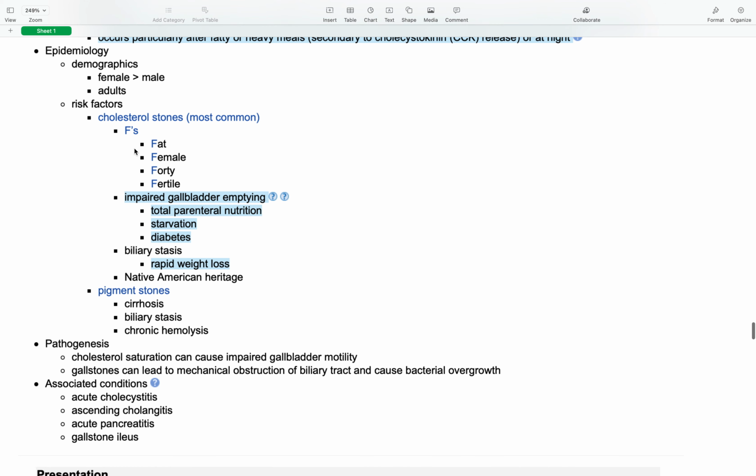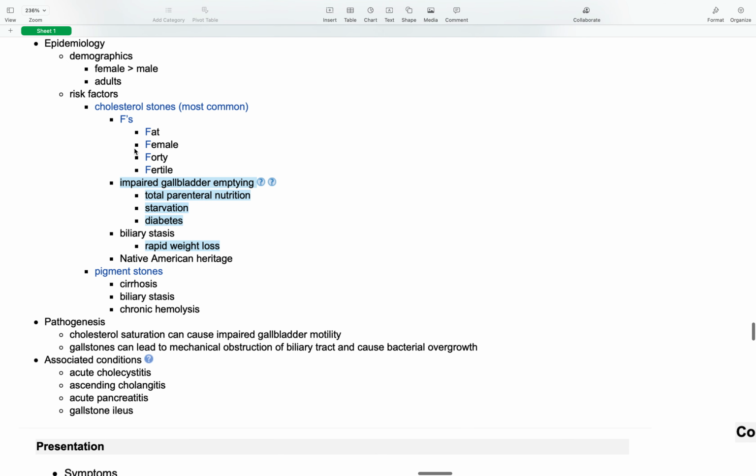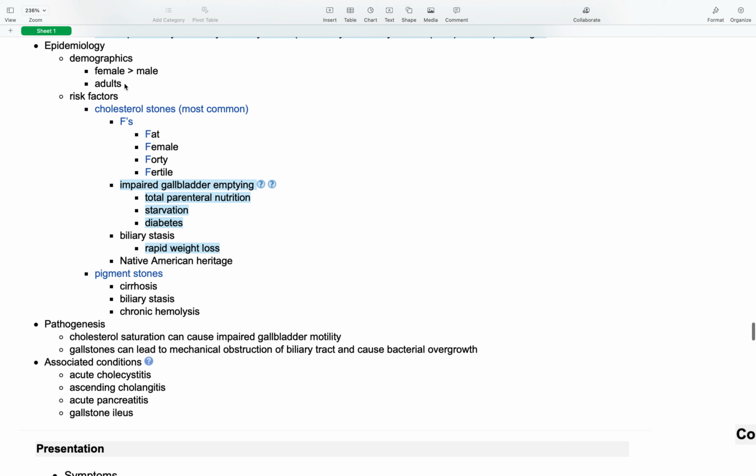Now again, as we said, these stones are very commonly seen in ladies. Why? Because females tend to get a lot of cholesterol stones due to pregnancy and hormonal changes, mostly at more than 40 years of age, and because of obesity, fat. Now another reason is impaired gallbladder emptying.